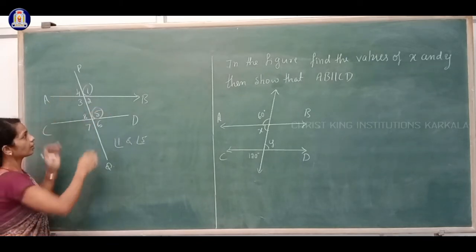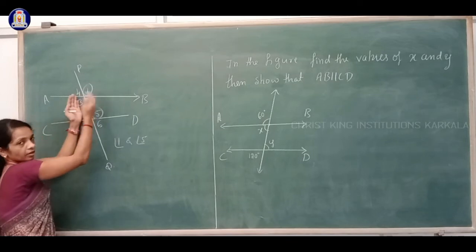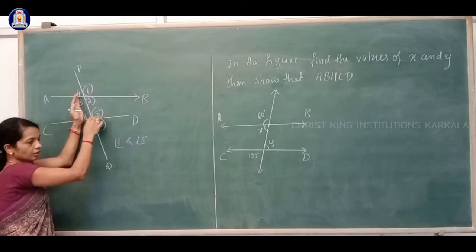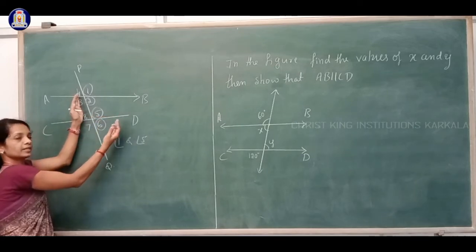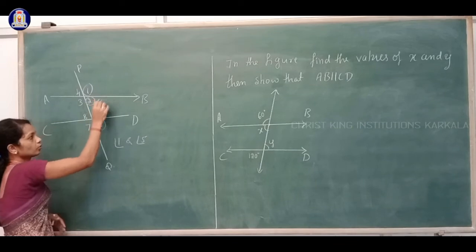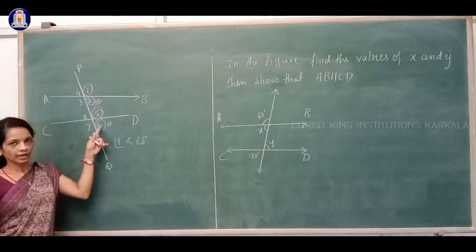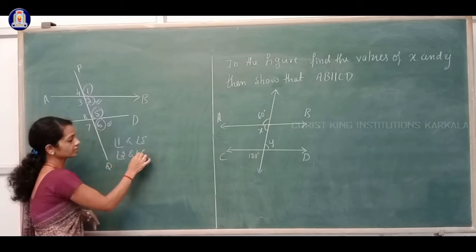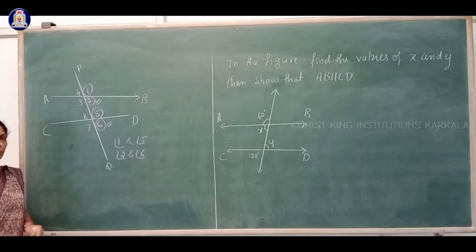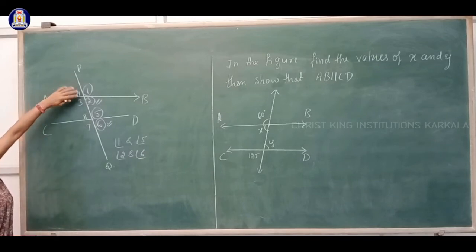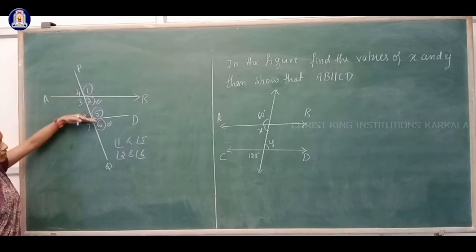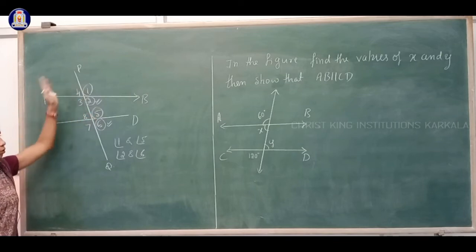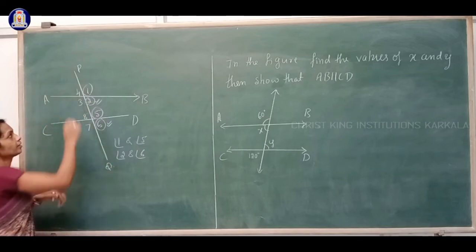Angle 2 is on the right side, below the straight line AB. In the same way, you have to see below the straight line CD on the right side, that is angle 6. So angle 2 and angle 6 are one more corresponding pair. Now come to the left side. Angle 4 is above the line AB, so in the same way you have to see above the line CD, that is angle 8, on the left side of the transversal PQ. Angles 4 and 8.